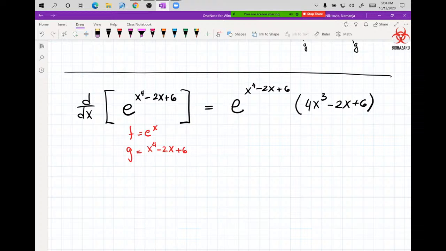And this works out to be 4x cubed minus 2x plus 6 times e to the x to the 4 minus 2x plus 6. I mean, we didn't do anything other than reverse the order. That's the way we always write, right? The polynomial first, then the exponential. If you had a trig, then there would be a trig next, and so on. Awesome. Good job.